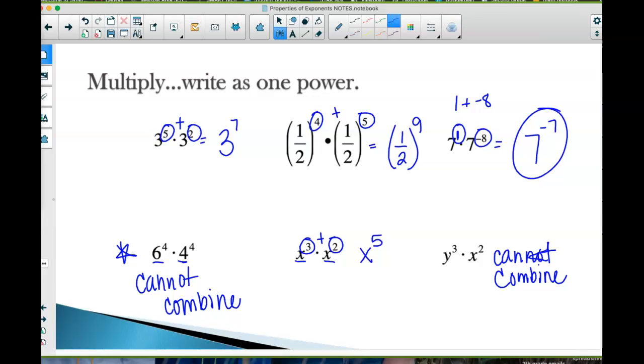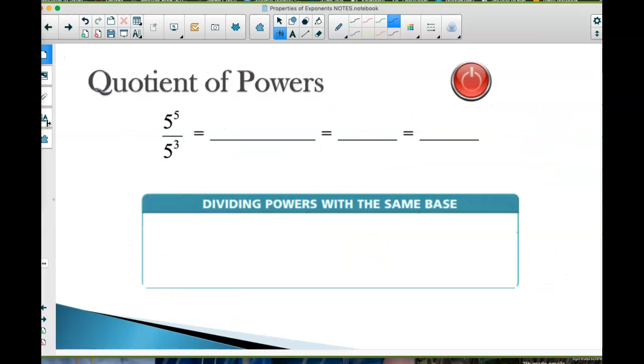Okay, here's the next one. The next one is quotient of powers, or dividing powers with the same base. So you can start by writing this in your notes. Dividing powers with the same base. So we did multiplying powers with the same base. Now we're going to look at dividing. Okay, so let me show you what happens here. If we're going to do 5 to the 5th power divided by 5 to the 3rd power.